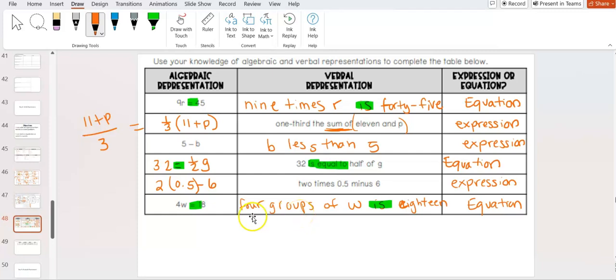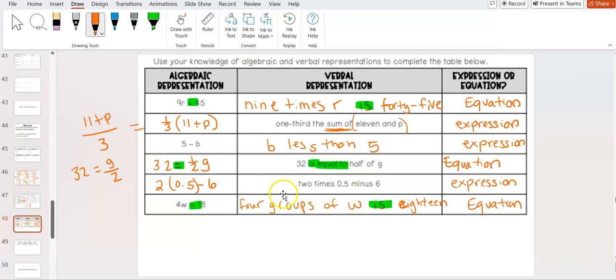That's an expression. The next one is an expression, and I chose to do b less than 5. You could have done 5 less b, I guess. But again, I've never heard that. You could have done 5 take away b or 5 subtracted by b, b subtracted from 5, any of those would work. This next one is an equation. So again, is equal to is how we know it's an equation. And for half, I did an actual half, but you could have done 32 equals g divided by 2. That would be the same thing.